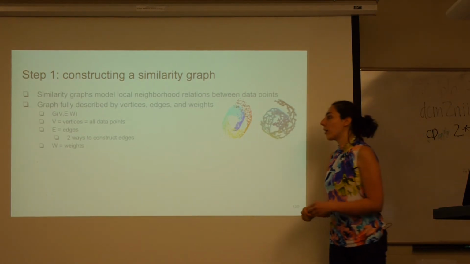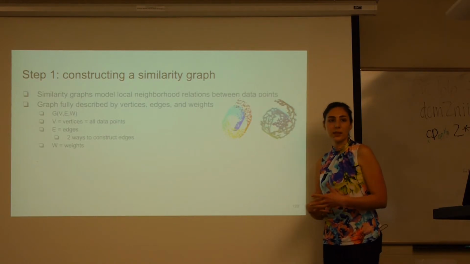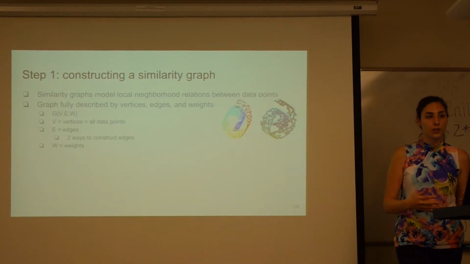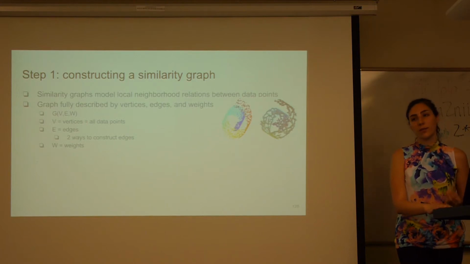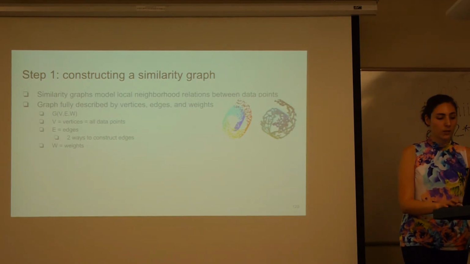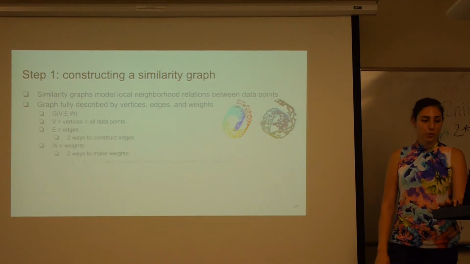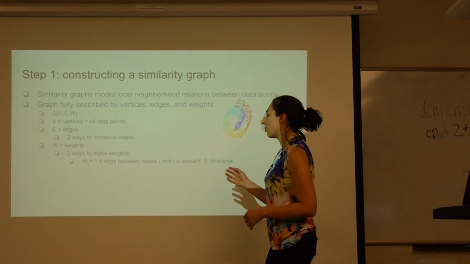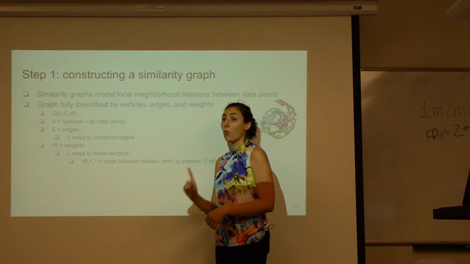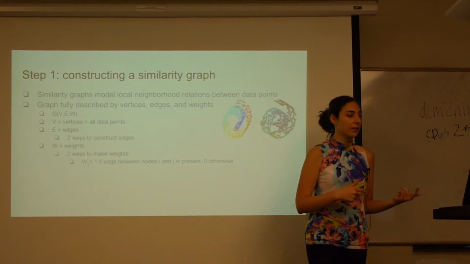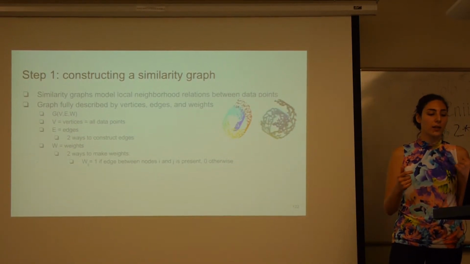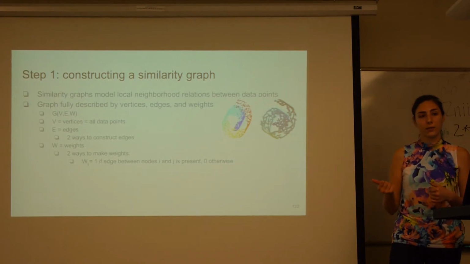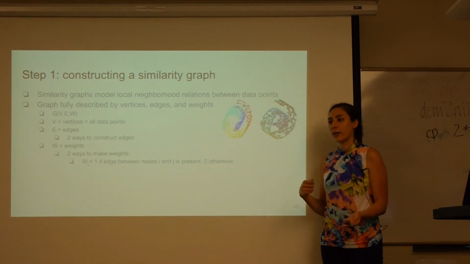So we have a way of finding the vertices in the graph. We have a way of constructing the edges. What about the strength of the edges, or the weights? So there are 2 ways to do this too. One, the simplest way, is to say that an edge has a weight 1 if there is an edge between i and j and 0 otherwise, right? So it's sort of a binary graph.